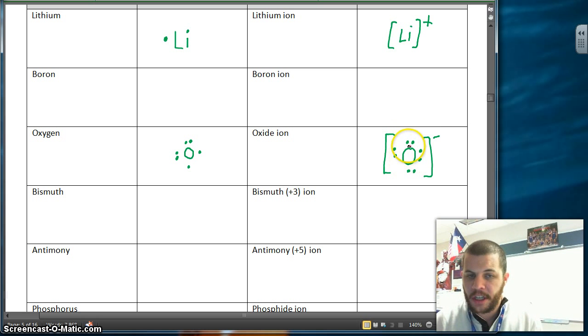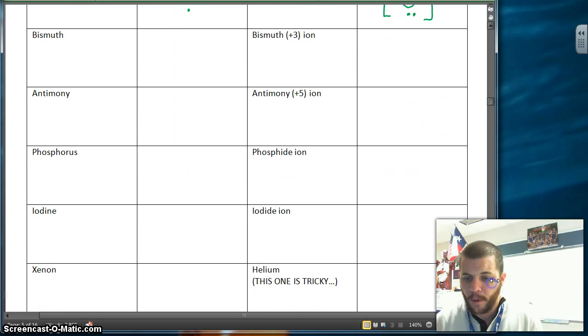Now, it gained 2 electrons, and since electrons are negatively charged, it's going to end up with a 2 minus charge. Okay? Let's look at a couple more here.